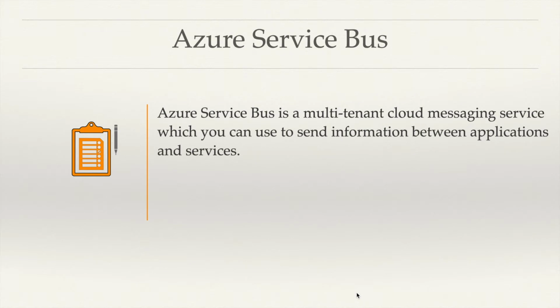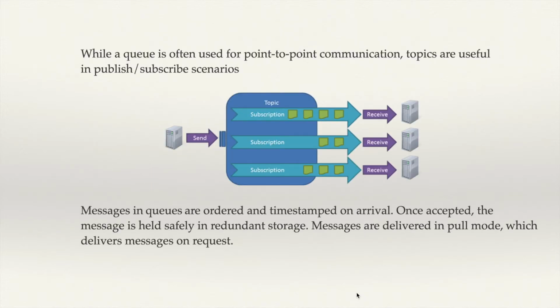Let's look at the Service Bus definition. Microsoft Service Bus, as I mentioned, is a multi-tenant cloud messaging service which you can use to send information between applications and services. That means I can send a message from a sender to the Service Bus, and it can be received at the receiver location. In the Service Bus, we have the brokered messaging pattern wherein a sender sends a message and it will be received by the receiver. So the receiver will receive whatever has been sent by the sender.